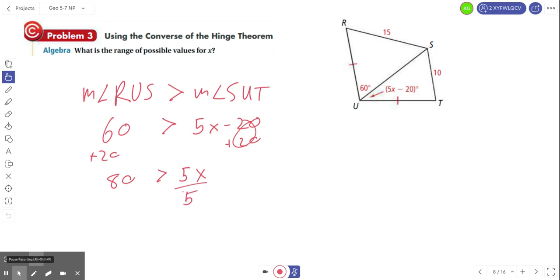Divide by 5. Divide by 5. That cancels out. 80 divided by 5 is 16. So we know that x has to be less than 16, or 16 is greater than x. That gives us the upper limit.